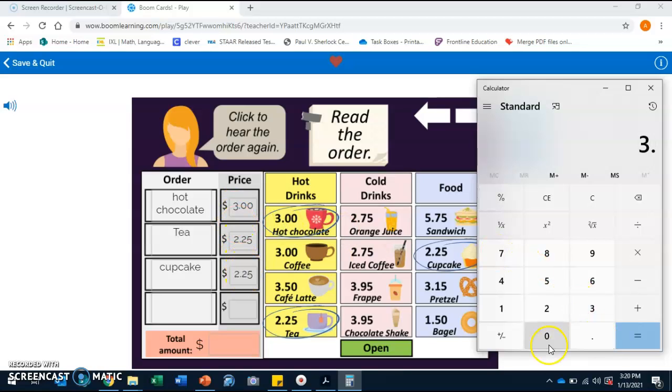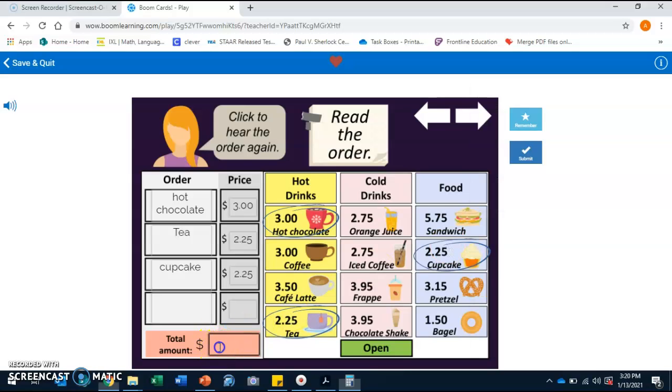So our first was $3 plus $2.25 plus another $2.25. And our total is $7.50. So what is your total amount? $7.50. So once you have all of that done, you would press open.